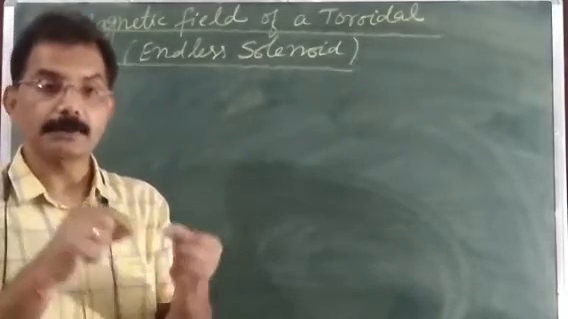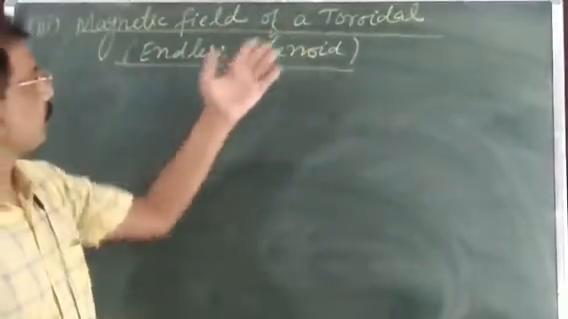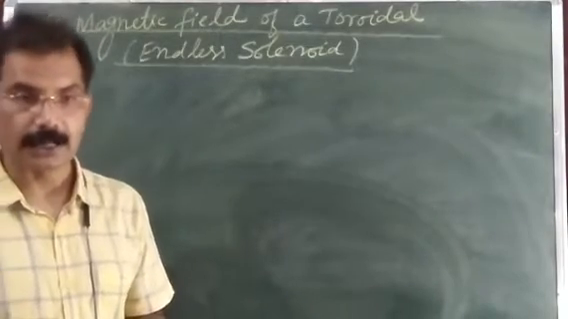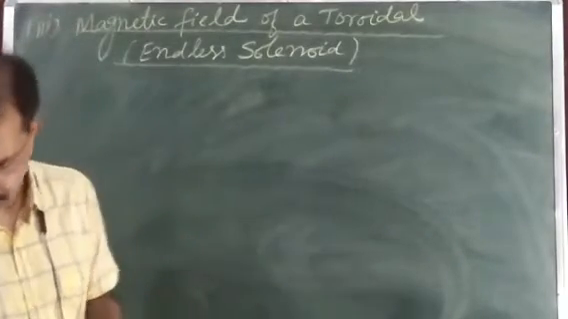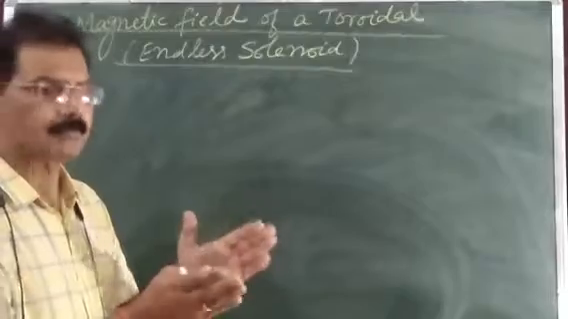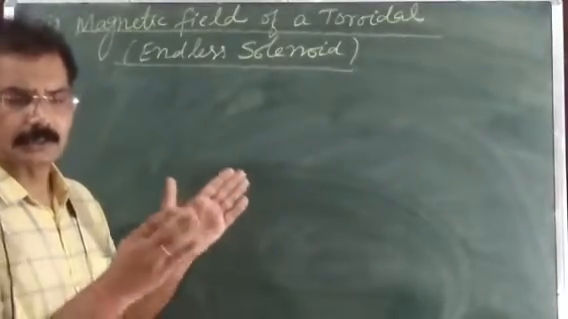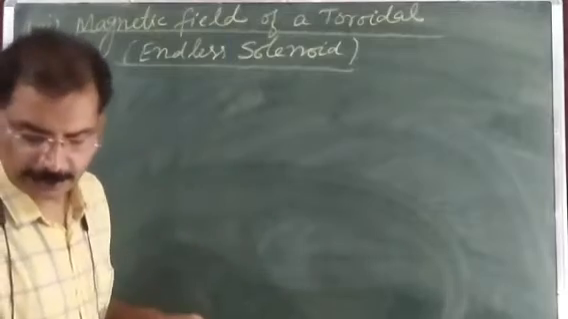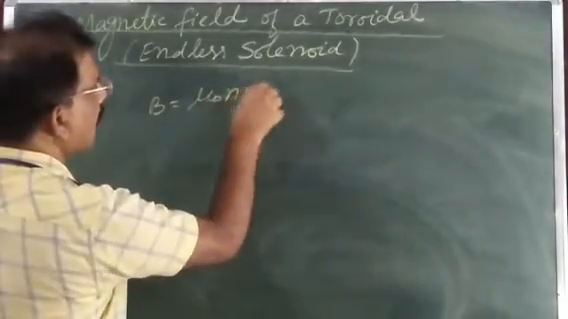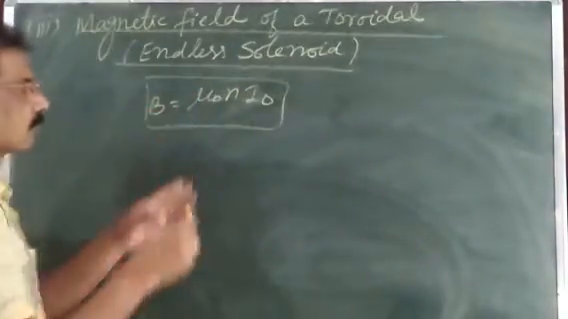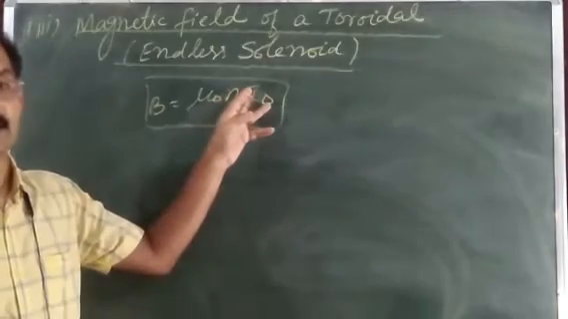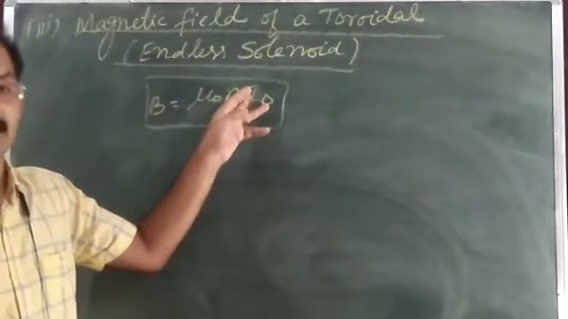The magnetic field of a toroid or endless solenoid can also be calculated by using Ampere's circuital law. I am giving the result directly; I am not going to give the derivation here. The magnetic field inside the core of the solenoid is given by B is equal to mu naught n I naught, where mu naught, as you know, is the permeability of free space, n is the number of turns per unit length, and I naught is the current carried by this endless solenoid.